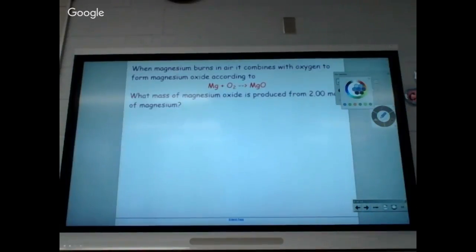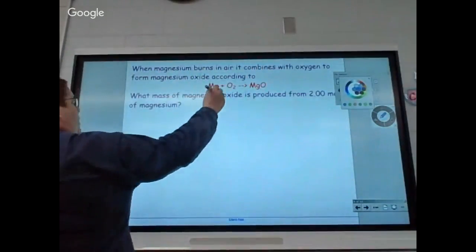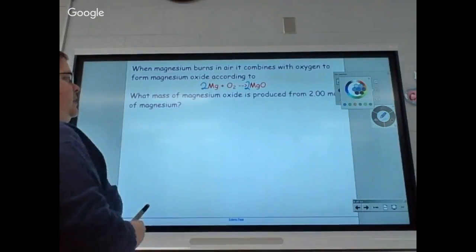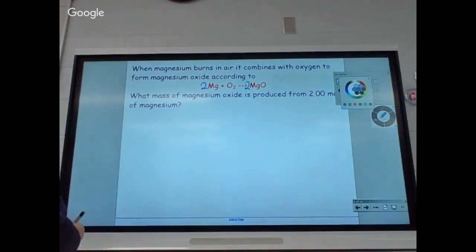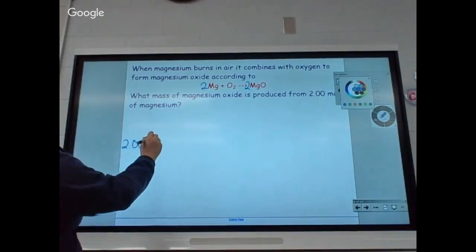All right, so let's say that we have this one. Okay? So, is my equation balanced? No. All right. And yes, y'all are doing the back side of that sheet for homework. So we have a 2, and we have a 2, right? So what do I start with in my chart? 2.00 moles of what? Magnesium.